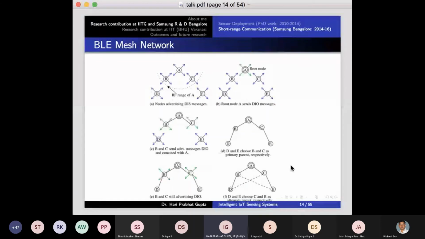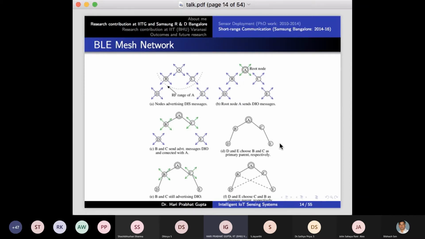This is the pictorial diagram of this BLE mesh network. Initially a root node starts forming the mesh network. It connects with this one, then with this one, then the other nodes B and C work as root nodes, and they also broadcast, then they directly connect with D.